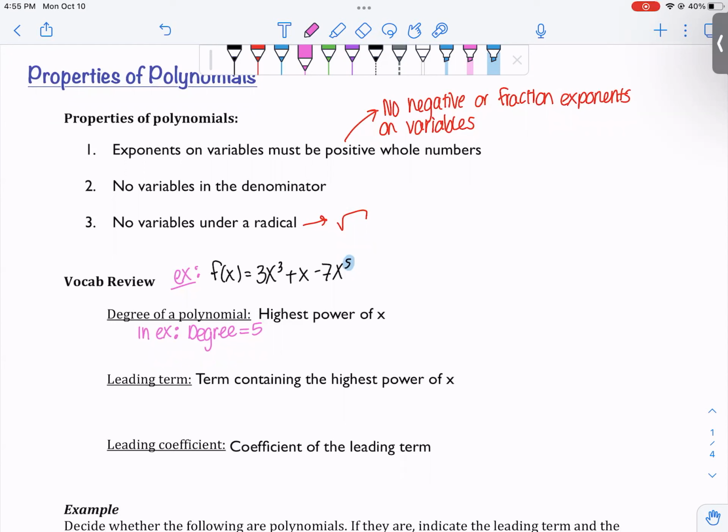The leading term of a polynomial is the term containing the highest power of x. So terms are separated by pluses or minuses. This is one term, this is another, this is the third. There are 3 terms in here. The term that has the highest power of x is negative 7x to the fifth. And leading term, I'm going to abbreviate with LT, and for this next one, leading coefficient, that'll be LC.